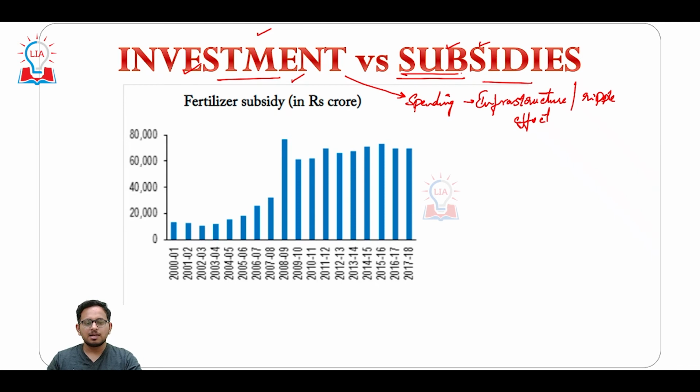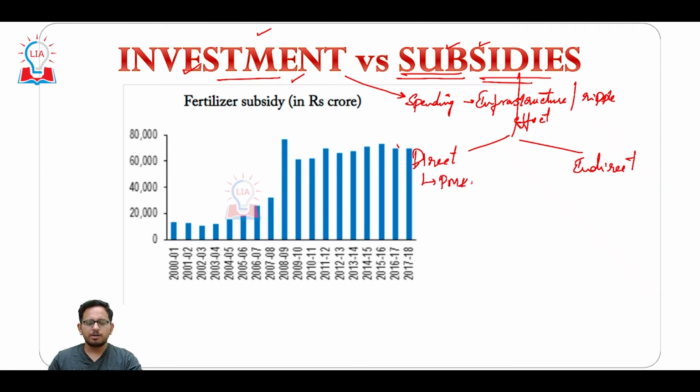At the same time, subsidies are classified into 2 types. One is direct farm subsidy and the other one is indirect farm subsidy. Direct farm subsidy, you can have the example of PM Kisan, where through DBT directly 6,000 rupees is transferred to the bank accounts. This is an example of direct farm subsidy.